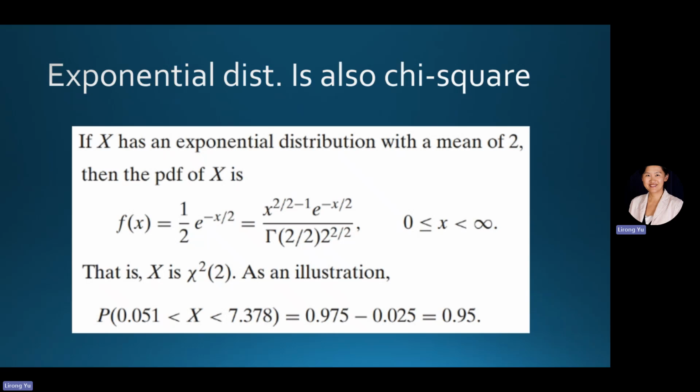The mean equals 2. For an exponential distribution, if the mean time is 2, then the exponential distribution is chi-square. If the mean is not 2, then it's not a chi-square distribution, right? It's a special exponential distribution that is chi-square, not all exponential distributions are chi-square. Any question? So 2 is just a special case. When the exponential distribution has a mean equal to 2, then it's a special chi-square distribution.